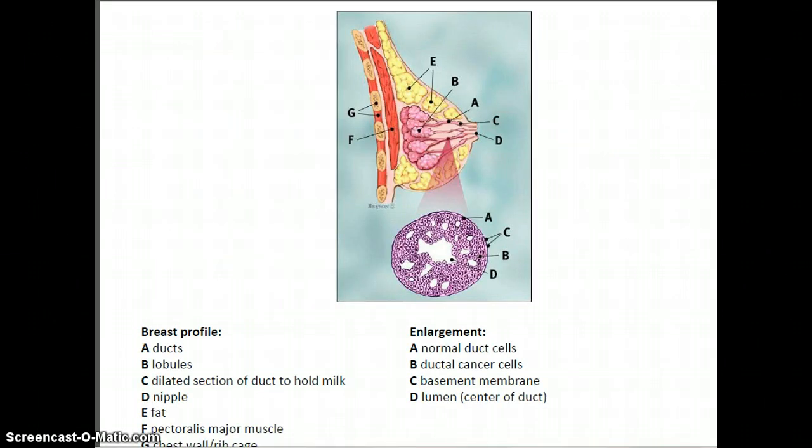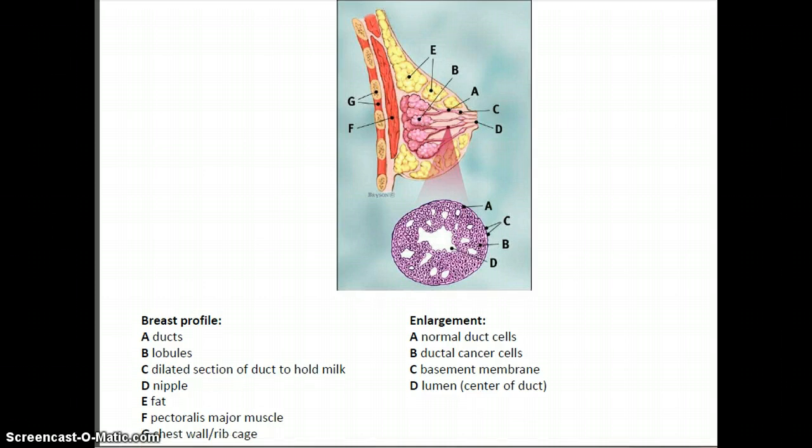Here is a diagram of, first of all, the breast profile to indicate the views of what could be ductal carcinoma. Here's the breast profile, illustrated up here, letters A through G, showing you the normal anatomy of the interior of the female breast. Then an enlargement shows letter A, the normal duct cells, letter B, the ductal cancer cells, basement membrane, and the lumen, or the opening of the duct.